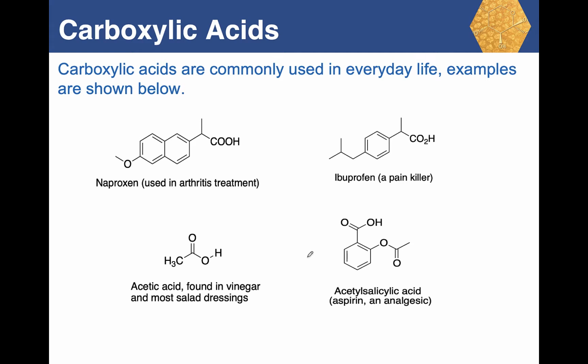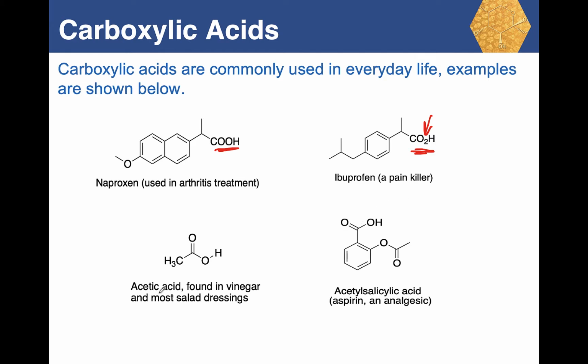Carboxylic acids are found in many compounds that are used in everyday life. And here are just some examples. Naproxen, used as an arthritis treatment. Here is the carboxylic acid functional group. Of course, here's the rest of the molecule. Another one that we've seen before is ibuprofen. Here is the carboxylic acid functional group. Notice it's written a little differently in this molecule.